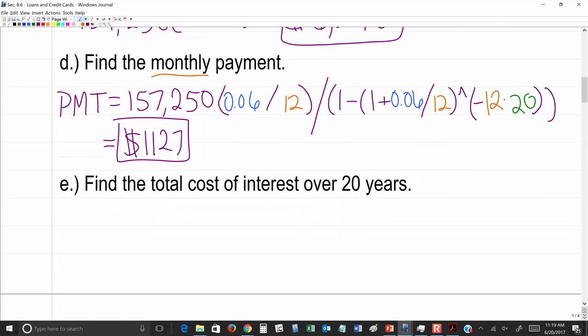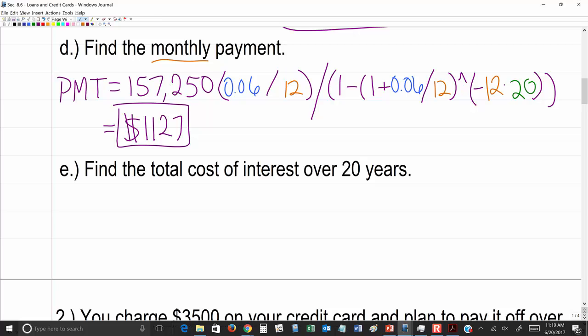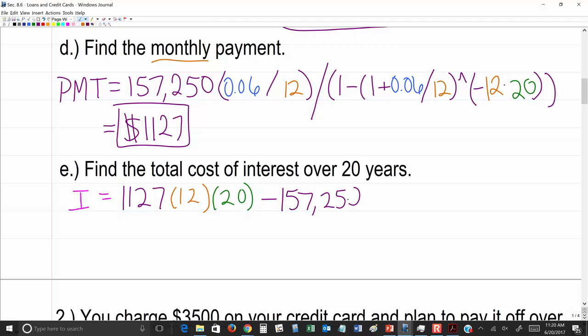So find the total cost of interest over 20 years. Basically, you just take the amount you pay minus the principal, which is 1127 times 12 times 20, minus the principal, which was $157,250.